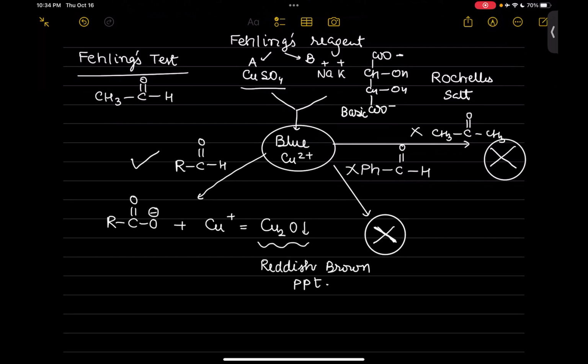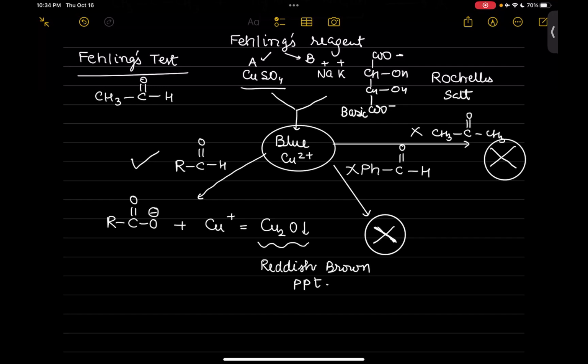In Benedict's, it's the same Cu2+. The outcome is the same. It is complexed with citric acid, citrate. Okay, so I hope all of you can understand this.